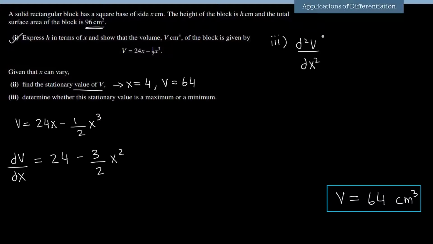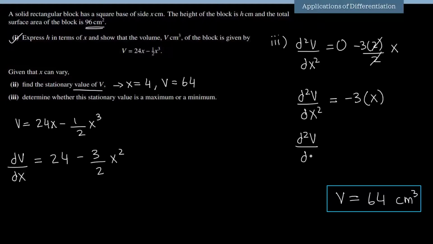24 is a constant, so its differentiation is going to be 0. And the differentiation of minus 3 upon 2 x squared is going to be minus 3 times 2 divided by 2 x. 2 divided by 2 is 1. So d squared V upon dx squared is equal to minus 3x. The value of x corresponding to volume of 64 we calculated was 4. So d squared V upon dx squared is equal to minus 3 times 4. Minus 3 times 4 is minus 24. So d squared V upon dx squared is equal to minus 24.